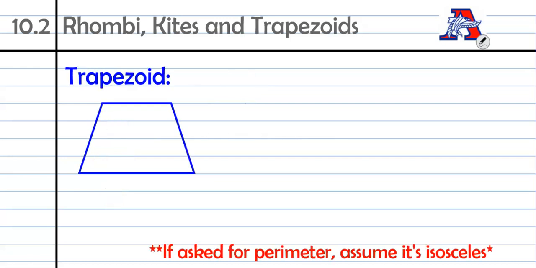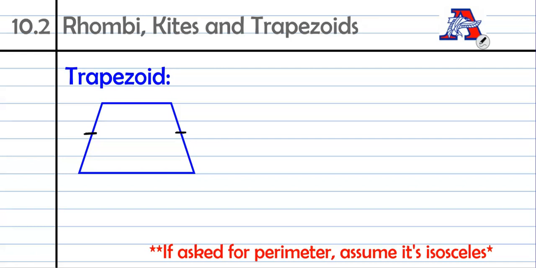All right, and then last one is a trapezoid. Now on the bottom of the slide there, I'll just point that out right away because you can all see it. If they're ever asking you for the perimeter of a trapezoid, you're going to assume it's an isosceles trapezoid. So you're going to assume anytime it's asked for perimeter that those two sides are congruent to one another. Otherwise, it gets pretty ridiculous to find the perimeter. So you might come across some trapezoids that aren't isosceles, but you probably won't be asked to find the perimeter for those guys.